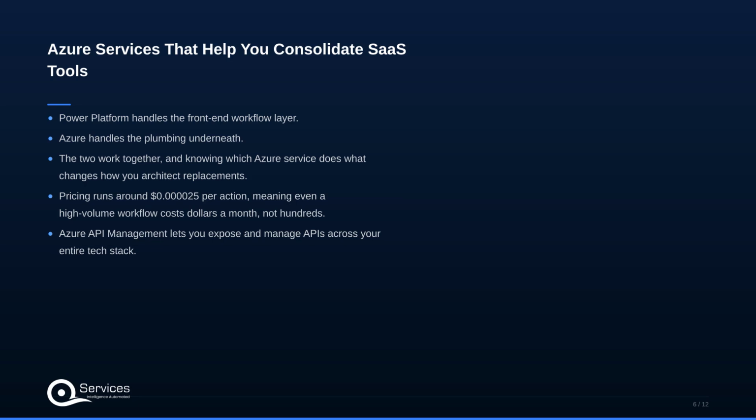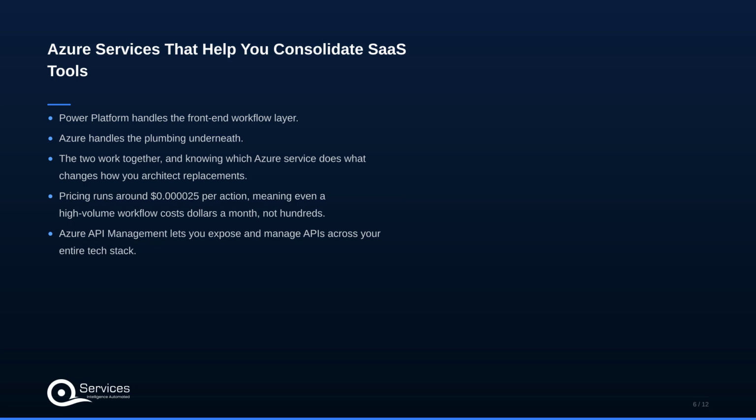For workflows that need to run on a schedule or respond to external events without a human in the loop, Logic Apps is usually cheaper and more reliable than a standalone SaaS automation tool like Zapier or Make. Pricing runs around $0.000025 per action, meaning even a high-volume workflow costs dollars a month, not hundreds.